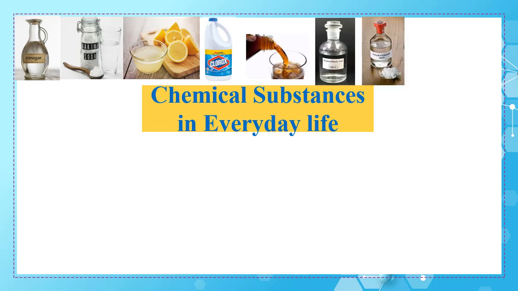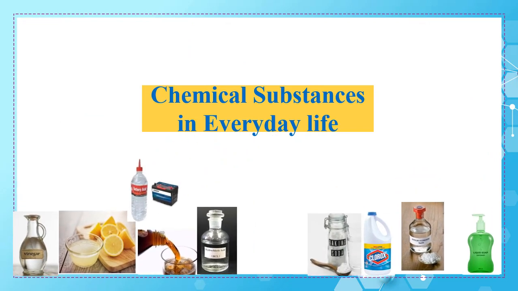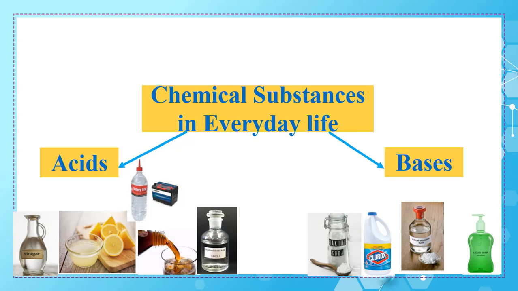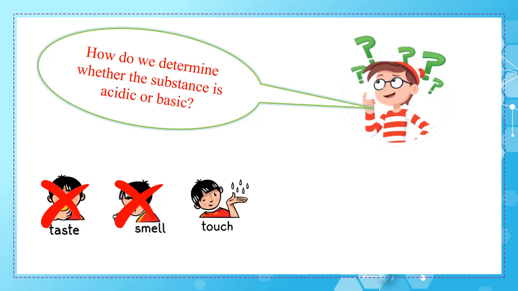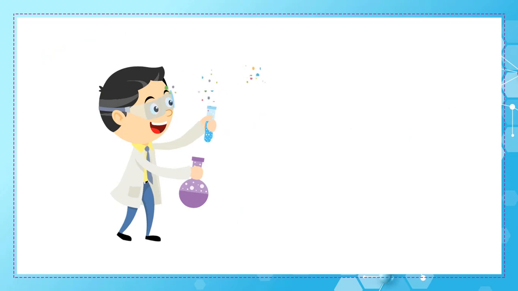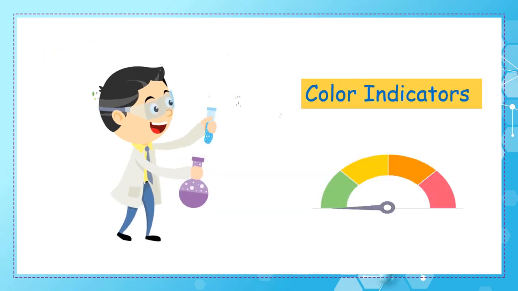hydrochloric acid, sodium hydroxide, acids used in car batteries, and liquid soap. These substances can be classified into two groups, acids and bases. Are you wondering how do we determine whether the substance is acidic or basic? It's not by tasting, nor by smelling, and neither by touching it, but rather it is by using color indicators.